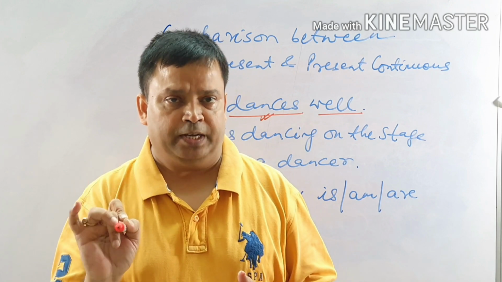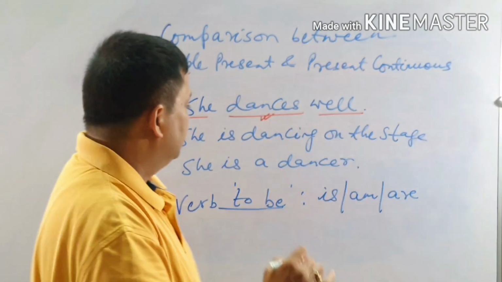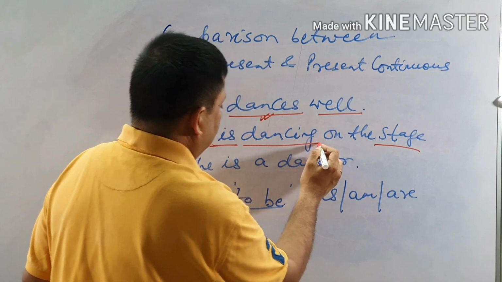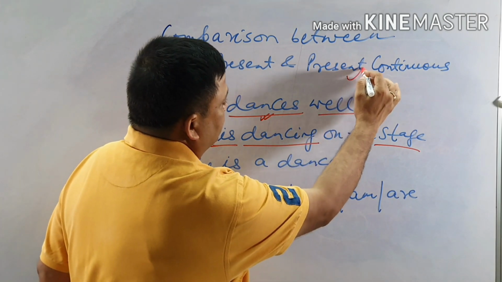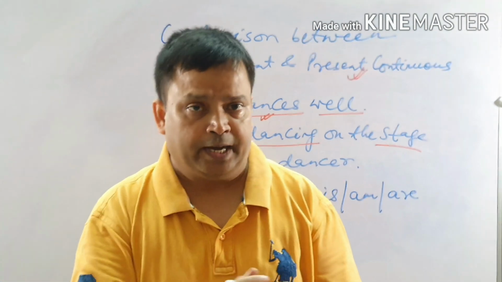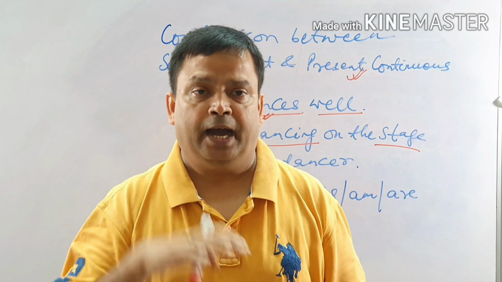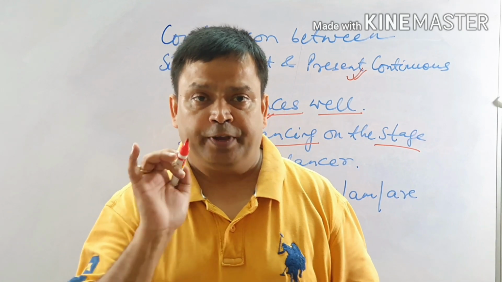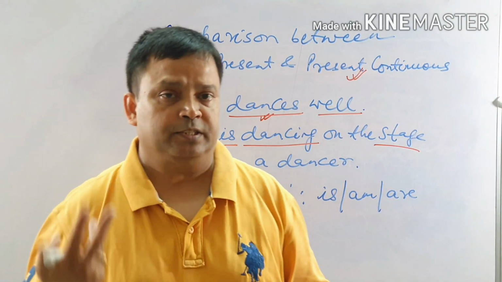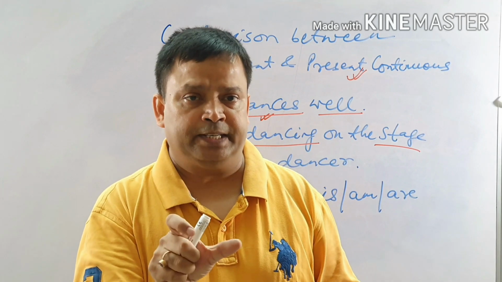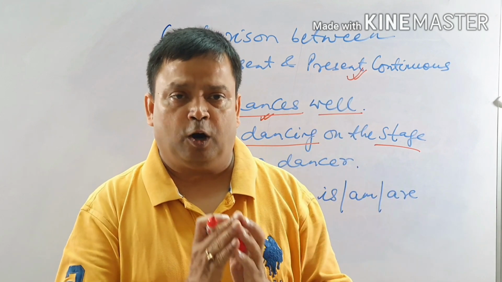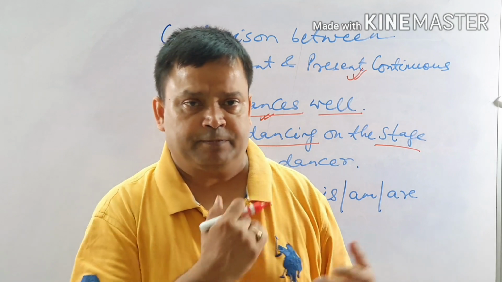So she dances well. Now the second sentence: she is dancing on the stage. Look at the words "is dancing." This takes us to present continuous. As I have already told you, we use present continuous tense for those actions which are taking place at present, that means right now. So if you say she is dancing on the stage, that means at this time she is dancing on the stage. Now there is one more sentence. It creates confusion whether we should consider it simple present tense or present continuous tense. So let's have an example first.